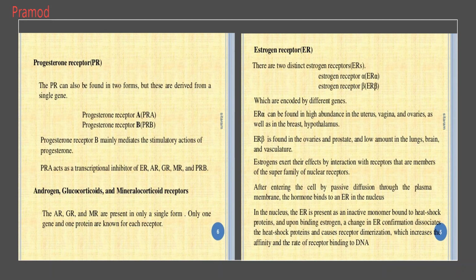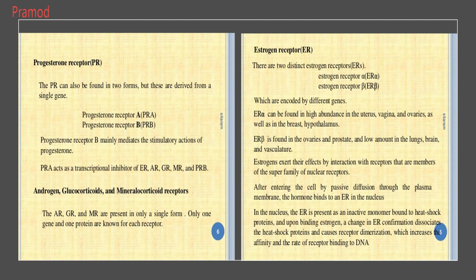Androgen receptors, glucocorticoid receptors are present in a single form. Only one gene and one protein are known for each receptor. So they are synthesized from one single gene.